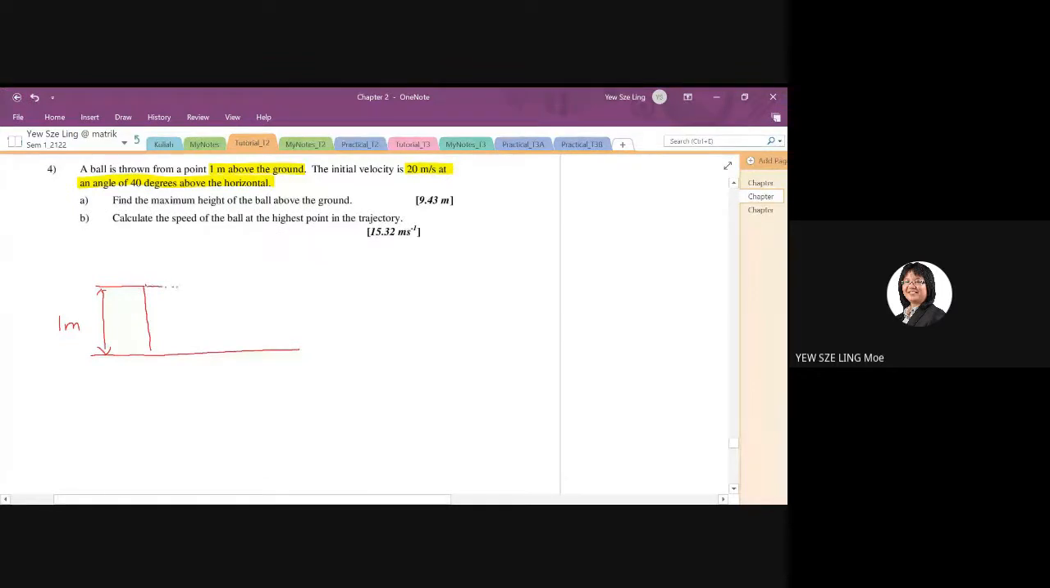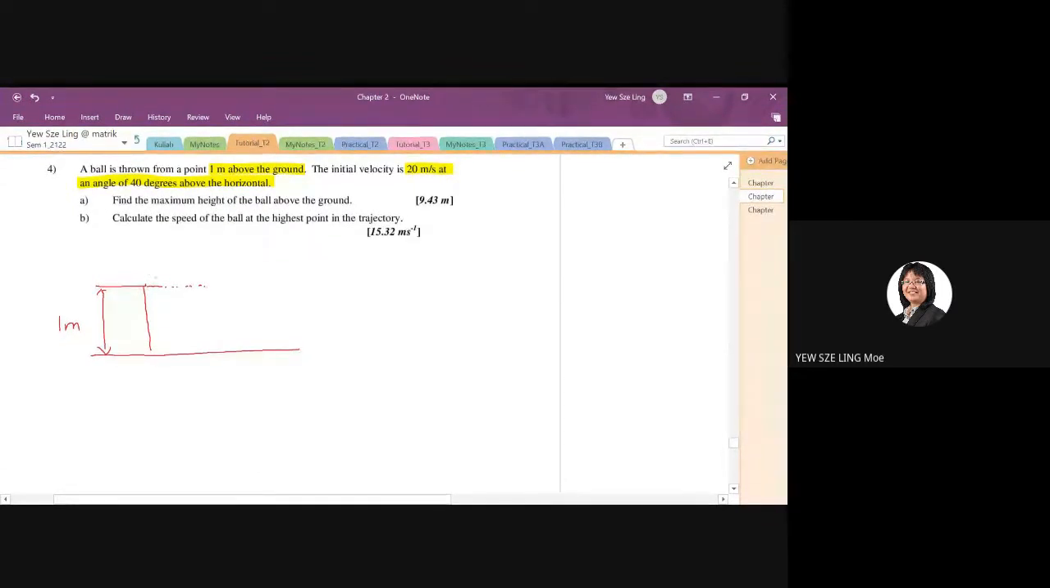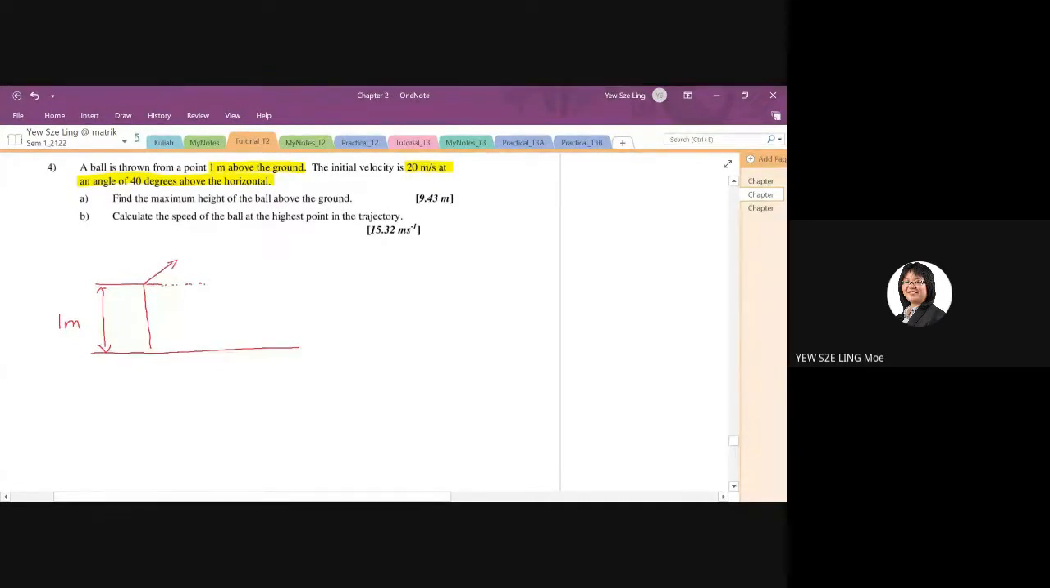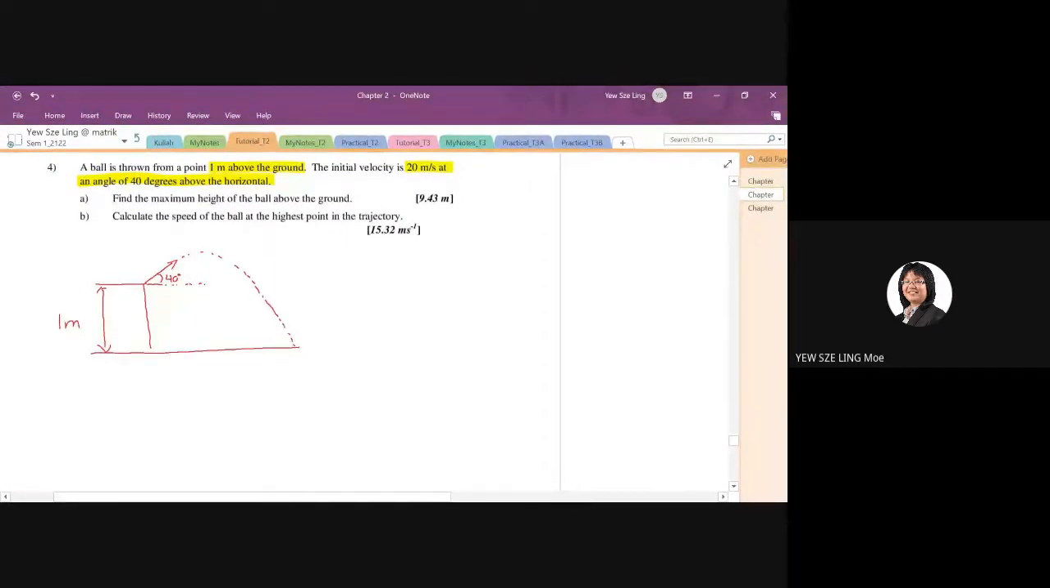So you need a horizontal line. This is not the projectile motion here. Your projectile motion is like this. So this is your 40 degrees. So this is your projectile motion. All right, this is your projectile motion. Just now it's just a horizontal line. So this is the diagram for question 4.